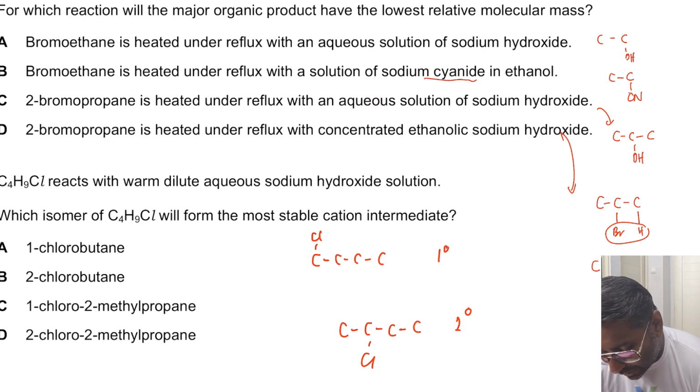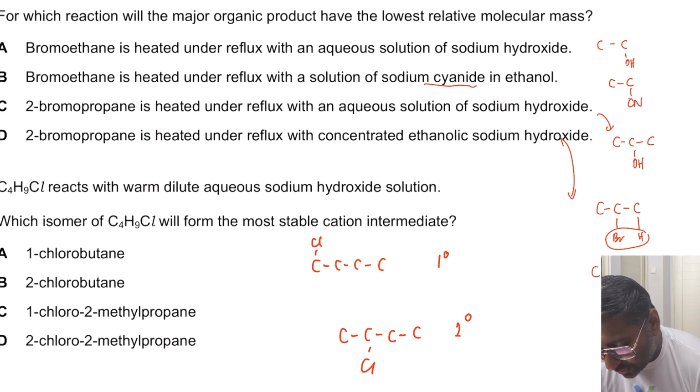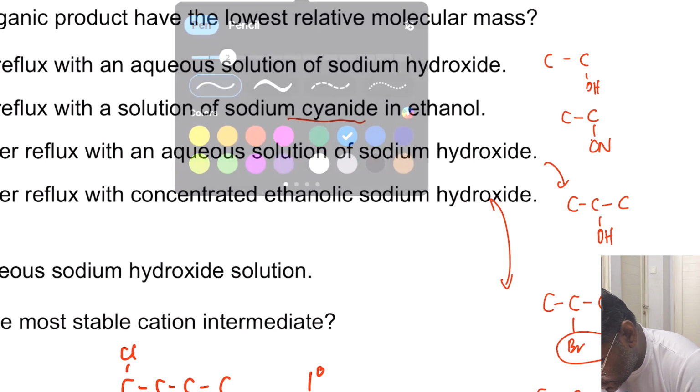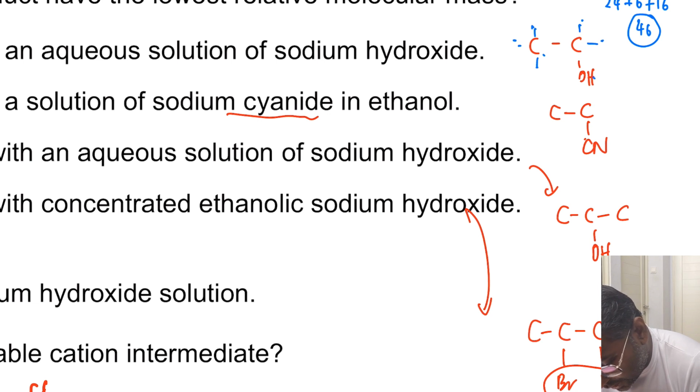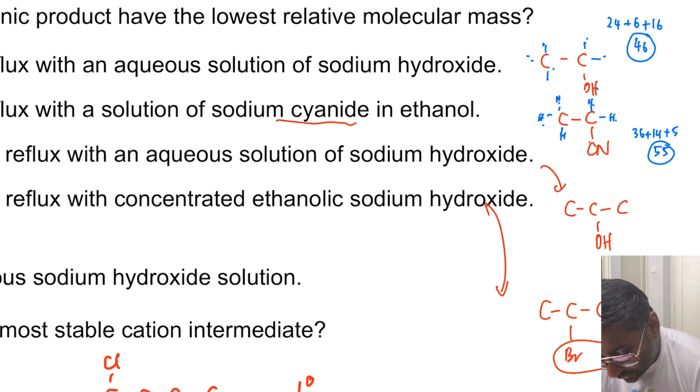So what we are going to do is find out the relative molecular mass. Maybe if I write everything in full: C2 gives 24, hydrogen 1 2 3 4 5 6, so 6, and then 1 oxygen, 16. So that's a total of 30 plus 16, 46 for A. And then here there is H, H, H, H, and H. So 3 carbon is already 36, nitrogen is 14, plus 5 hydrogen, you get 55. They want the lowest.